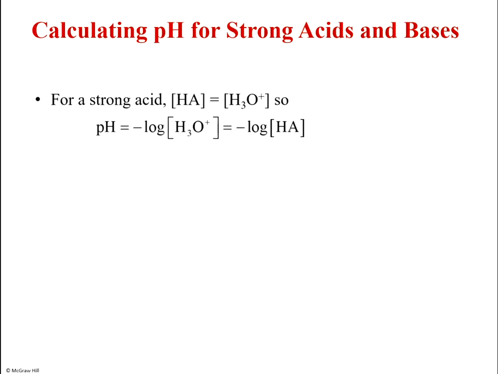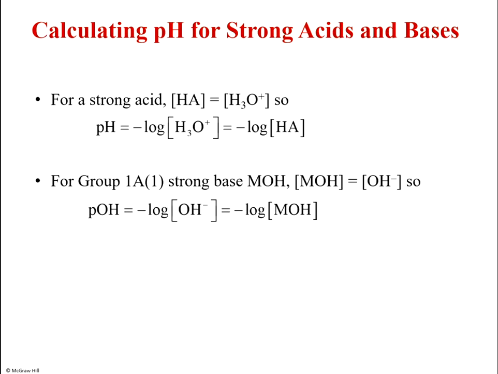Now, calculating pH for strong acids and strong bases is quite straightforward. We can use our earlier definitions and relations along with the understanding that the molecule completely dissociates. So for a strong acid, the HA that we deliver to solution is equal to the hydronium ion concentration, so that pH equals minus the log of the hydronium equals minus the log of HA that we delivered to solution.